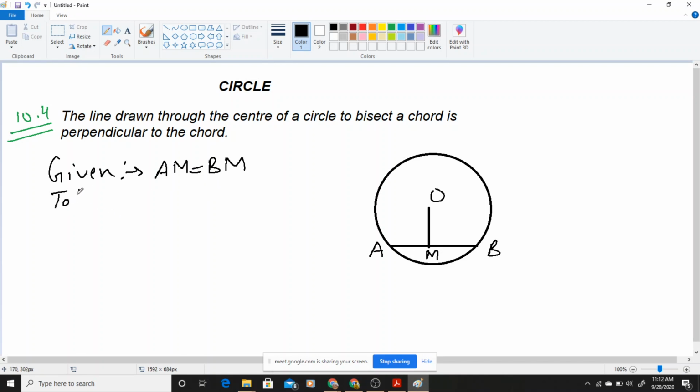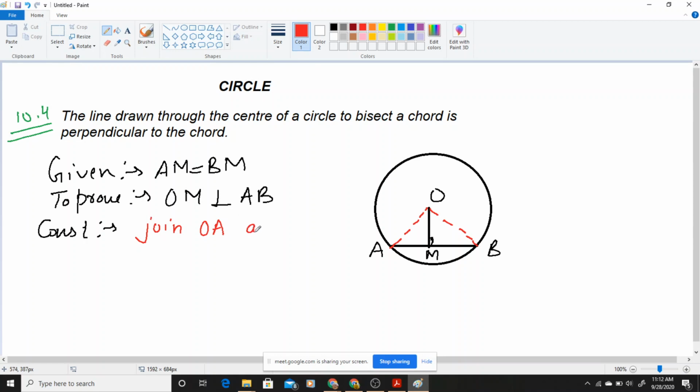Now to prove, क्या prove करना है हम लोगों को? We have to prove that OM जो है वो perpendicular है over this AB. ये OM यहाँ पे 90 डिग्री एंगल बनाएगा, तो ये हमें प्रूव करना है. So again I will be doing some construction part in it. मैं थोड़ा सा कंस्ट्रक्शन पार्ट इसमें करूँगा, but I will join this O to A and also I will join this O to B. Okay, so you will be writing again the construction part, join OA and OB. OA और OB को join करना है.